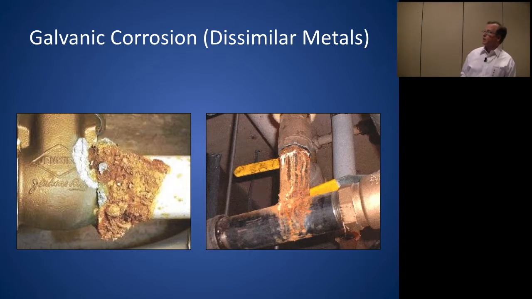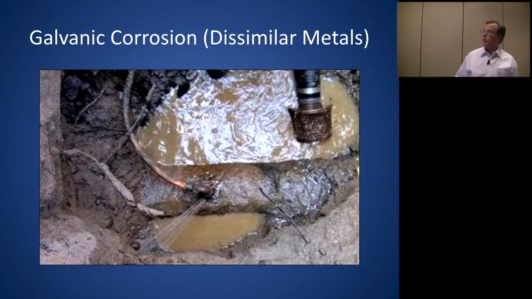This is what it looks like in real life. You have a steel pipe and a brass valve. There's a little bit of moisture in the threads. The steel corrodes, and the brass is the cathode. Same thing here. You have a brass valve and a steel pipe. You get moisture in the fittings, and you're going to have corrosion. This is a pretty classic one. We've got a ductile iron pipe with a brass corporation stop and a copper service line.